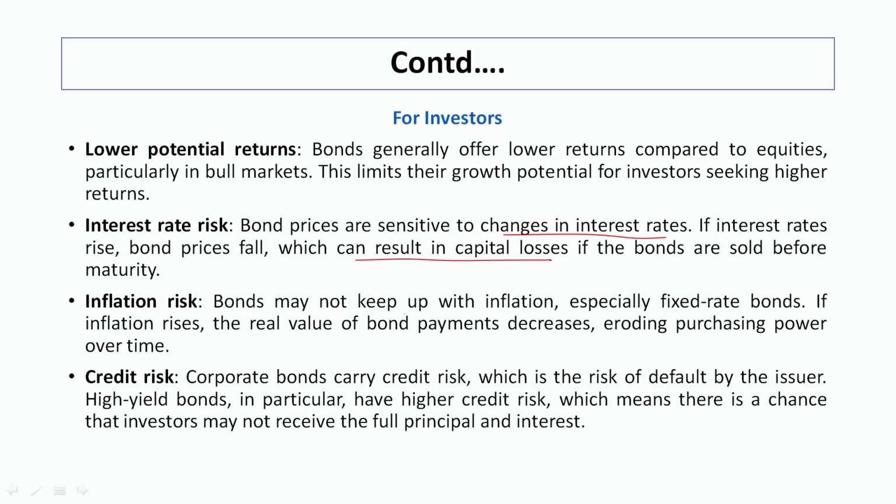Inflation risk: bonds may not keep up with inflation because the rate of interest is quite low, or if the inflation rate is increasing, they cannot keep up with the situation, especially in the case of fixed rate bonds. If inflation rises, the real value of the bond decreases, eroding the purchasing power over time and causing loss to the bondholder. Credit risk: corporate bonds carry credit risk, which is a risk of default by the issuer. High yield bonds in particular have higher credit risk, which means there is a chance that investors may not receive the full principal and interest at the time of maturity. If the company defaults, they may lose the money.